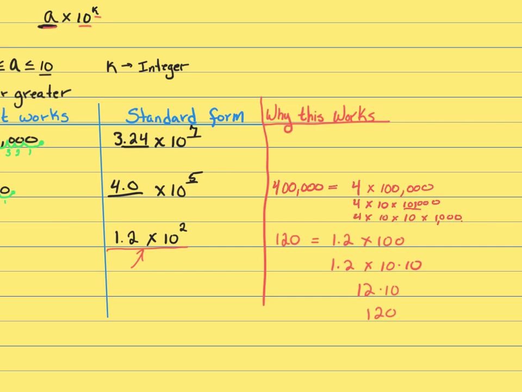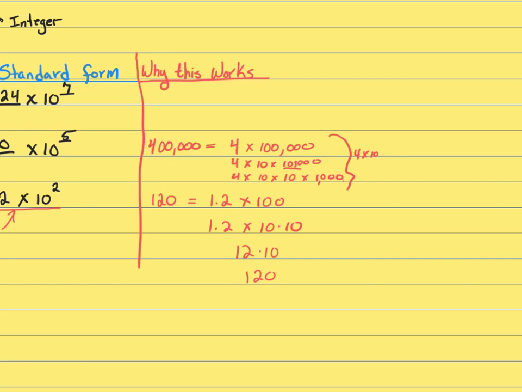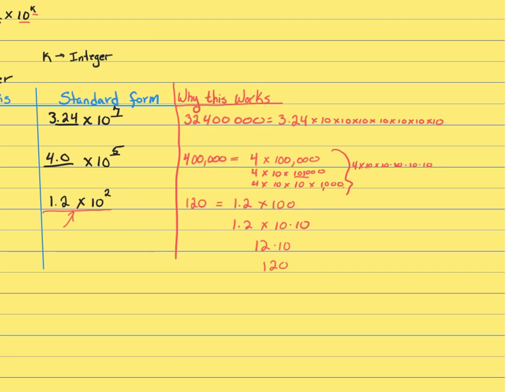I'm just going to rewrite this as 4 times 10 times 10 times 10. So that's the basic idea behind it. I could also rewrite this one as 3.24 times 10 7 times, and if you want to, you can go ahead and multiply that out so that you can see it's true.